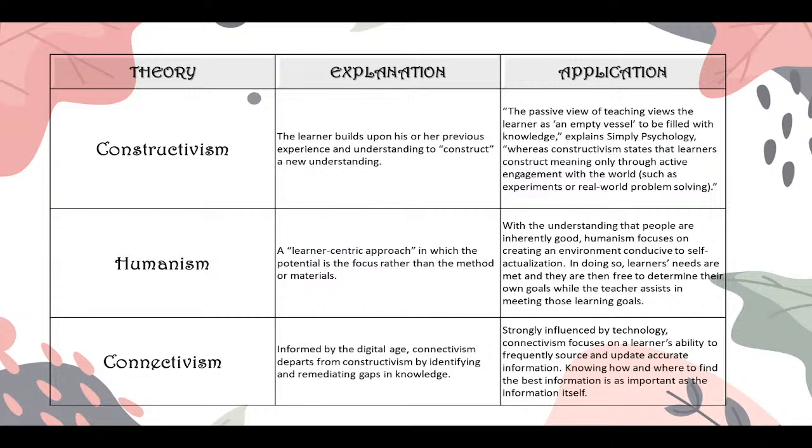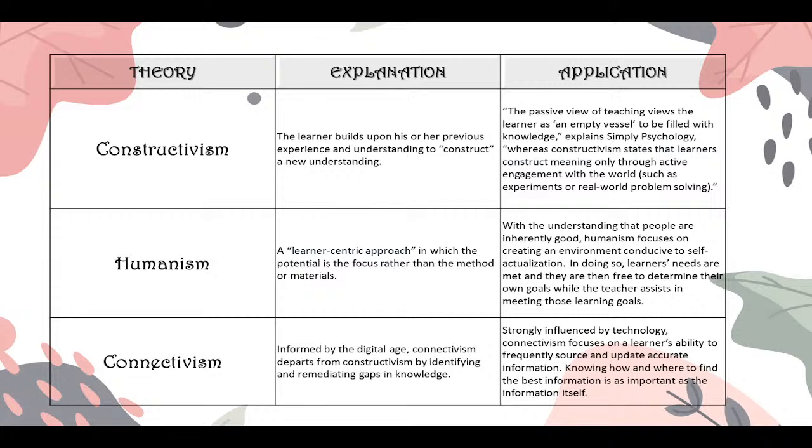And connectivism, informed by the digital age, connectivism departs from constructivism by identifying and remedying gaps in knowledge. Strongly influenced by technology, connectivism focuses on a learner's ability to frequently source and update accurate information. Knowing how and where to find the best information is as important as the information itself.